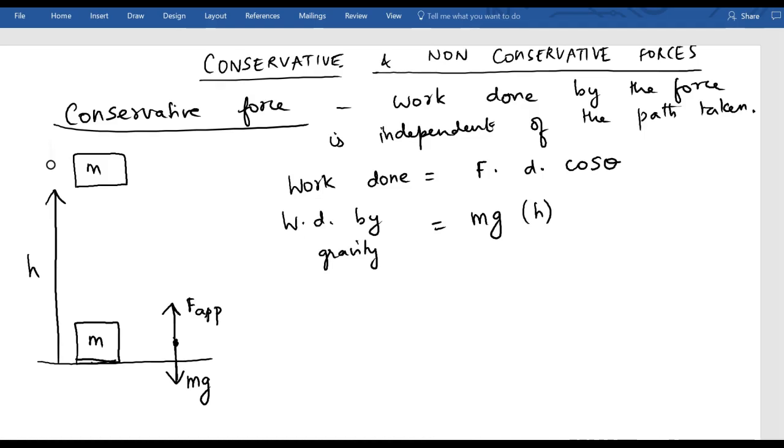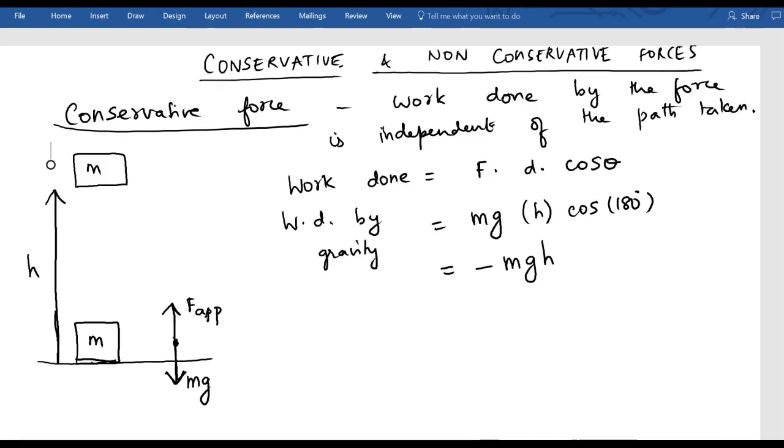Notice that gravity is downward, whereas the displacement is going to be an upward vector. So the angle between the upward direction and the downward direction is going to be 180 degrees. So this is cosine 180. That means the work done by gravity is negative m times g times h.